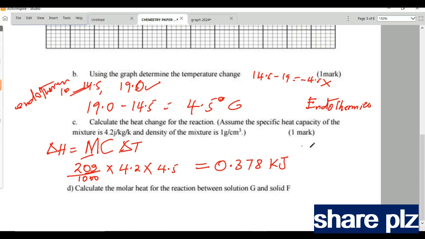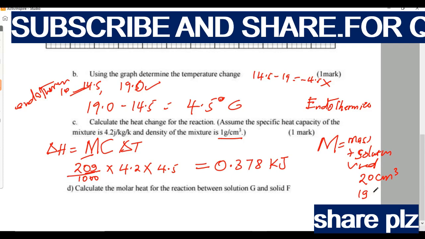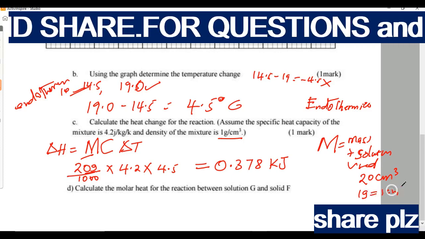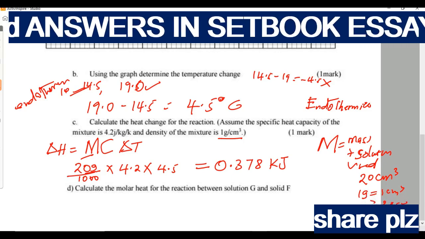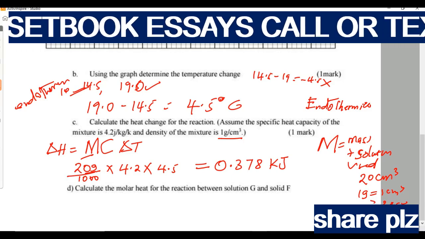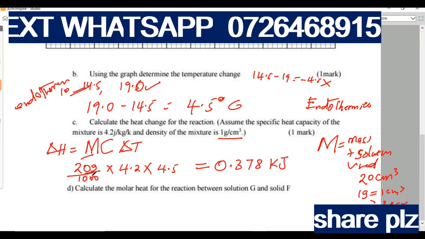I want to remind you that capital M is equal to the mass of the solution used. So if you use 20 centimeters cube, remember the density is 1. It means that 1 gram is equal to 1 centimeter cube. So 20 centimeters cube will be how many? It is 20 times 1, which is 20 grams. That is why I have put 20 grams and divided by 1,000 to change into kilograms. That's what I have done.